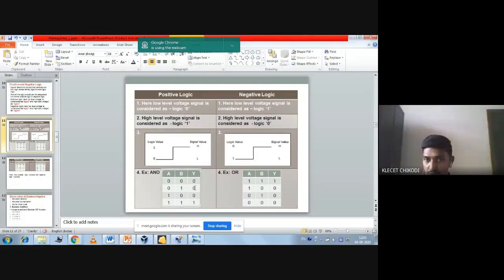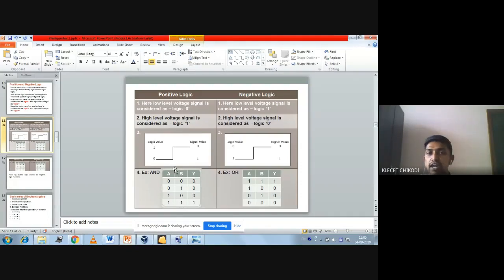So you are getting output as 0. The meaning of these truth tables is that the positive logic AND gate is equal to the negative logic OR gate. Is it clear? Because the truth tables are identical here.